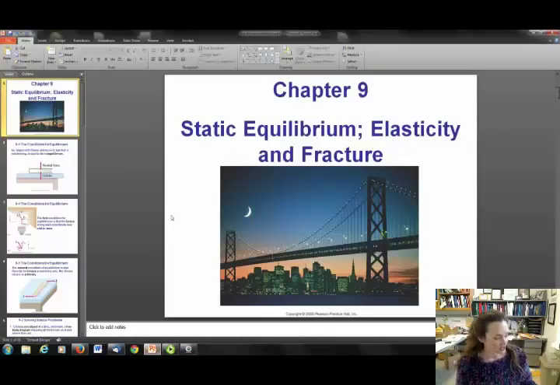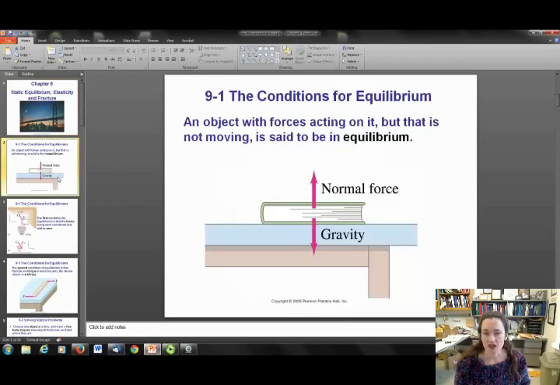Hi everybody. So today I want to start a new chapter, Chapter 9, which covers static equilibrium, elasticity, and fracture. So first let's talk about the conditions for equilibrium. Equilibrium basically just means the object isn't accelerating at all. So an object with forces acting on it that's not moving is said to be in equilibrium. And in that case you have forces that are equal but opposite in direction in all directions.